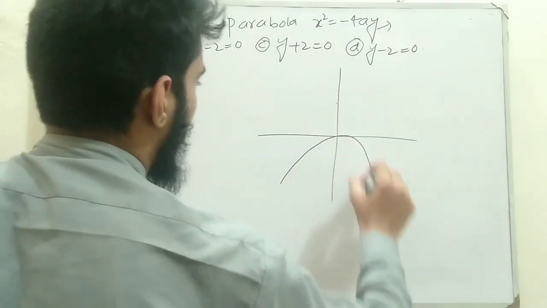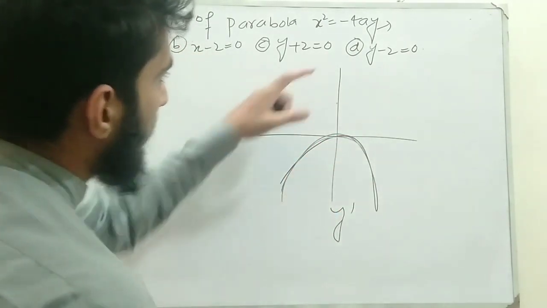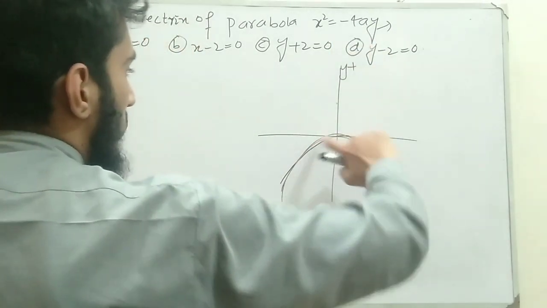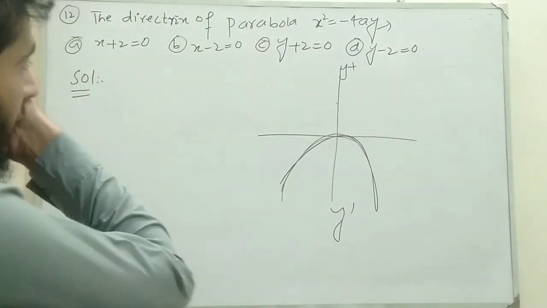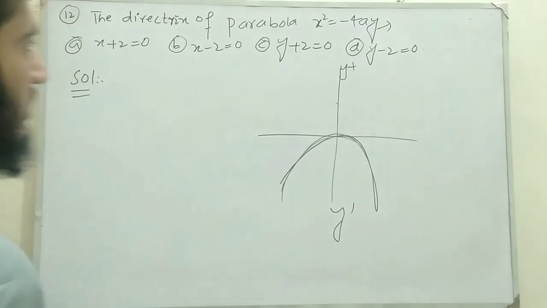So the parabola will be just like this, because here the y is negative and the y is positive. Over here it is negative, so it will bend towards the negative y-axis. After this, we shall talk about the directrix of the parabola x square is equal to negative 4y.